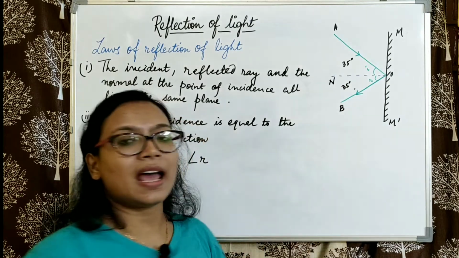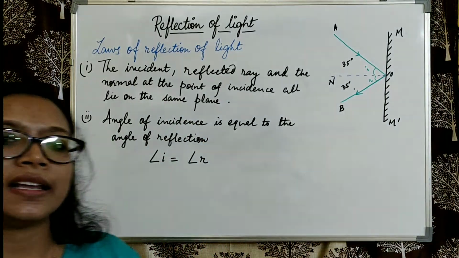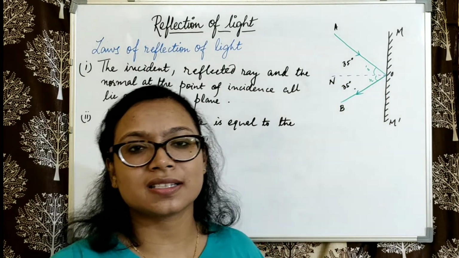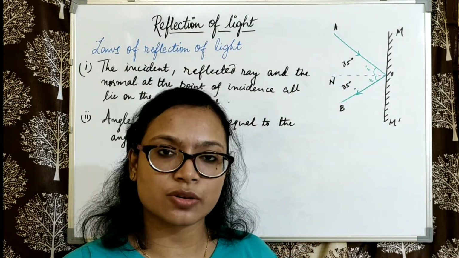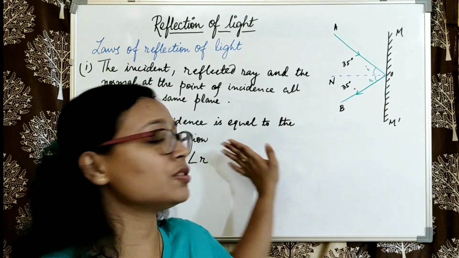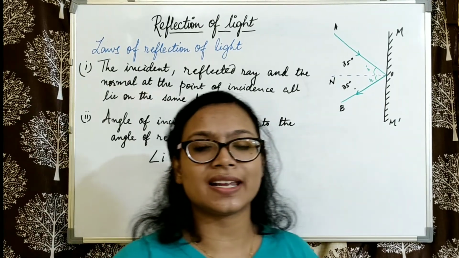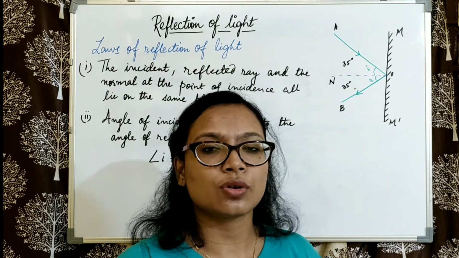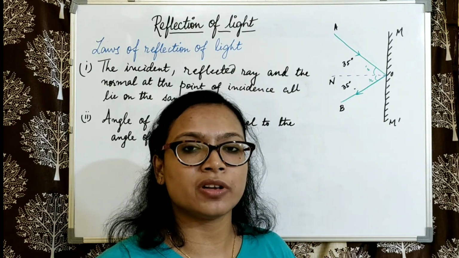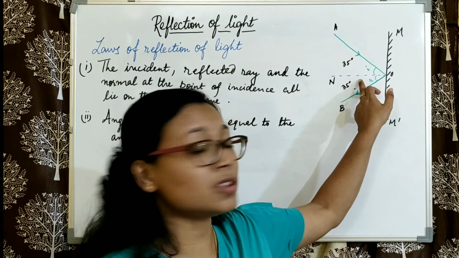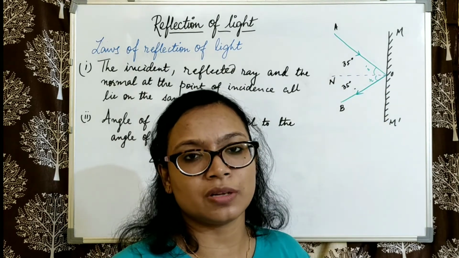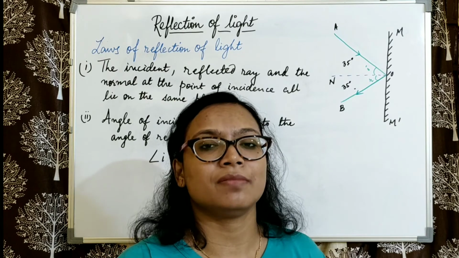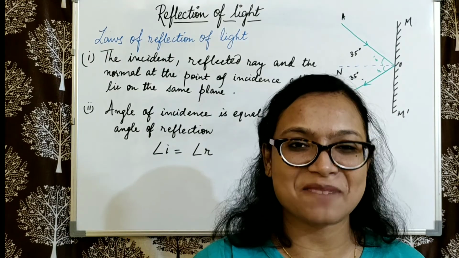Now, what will happen if an incident ray is just lying on the normal, that is, the angle of incidence is 0 degrees? According to the second law of reflection, the angle of reflection will also be 0 degrees. So a ray incident on the mirror along the normal, or perpendicular to the mirror, will get reflected back on the very same path. Today's class will be up till this.